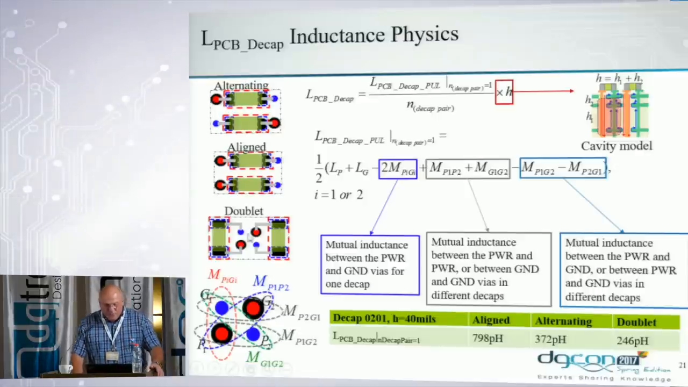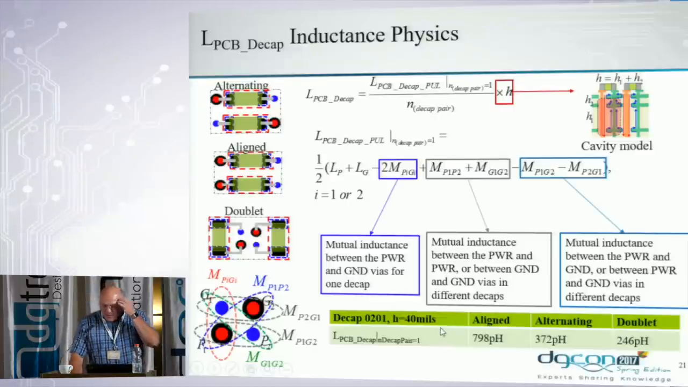Biao color coded them. We are going to take a look. Okay. We're going to look at self inductances, but then also all combinations of mutual inductances among four vias. Depending upon how we do it, if we do it smartly or we do it unsmartly, this mutual inductance can help us or it can unhelp us.